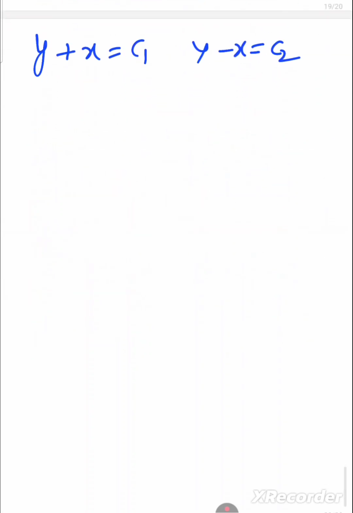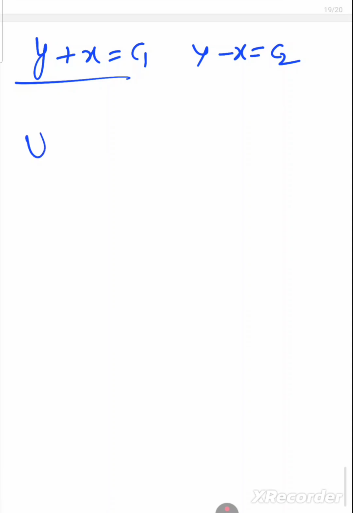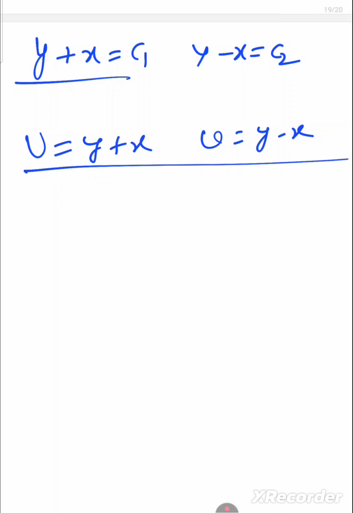Okay. Now, for the first equation we write u = y + x, and v = y. What we are doing is finding the canonical form of a partial differential equation of second order. This is a hyperbolic type equation. Now, first we need to find p. What is p? p is ∂z/∂x.